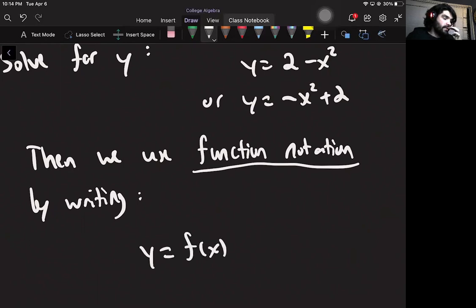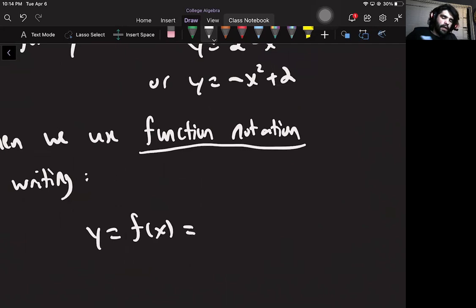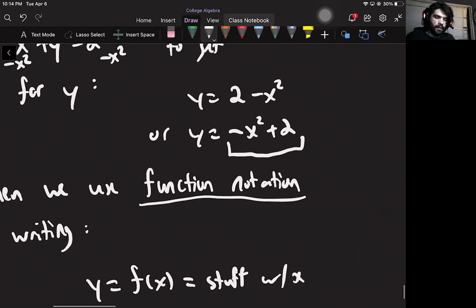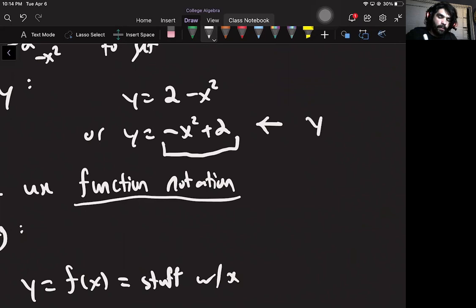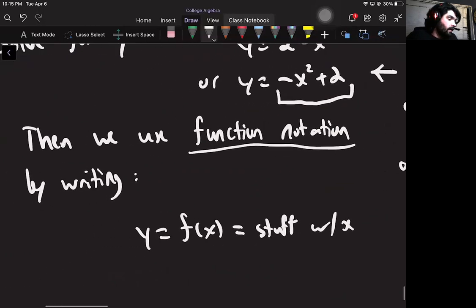So what we do is we write y equals f of x instead. And f of x is just a placeholder for all this stuff that I mentioned before, stuff with x. So in this example, we might just write y equals negative x squared plus 2 as f of x equals negative x squared plus 2. Or you could even just write all of it, f of x equals negative x squared plus 2. So the purpose of this is to really hammer home how y depends on x. So it really is a function of x.